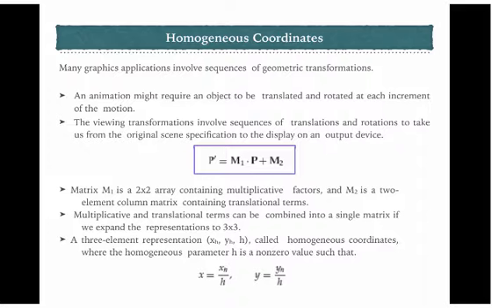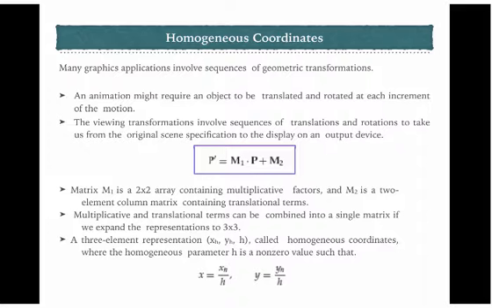P dash is equal to M1 into P plus M2. This equation is described below. The matrix M1 is a two-dimensional array containing multiplication factors, and matrix M2 is a two-dimensional element column matrix containing translational terms. Multiplicative and translation terms can be combined into a single matrix if we expand the representations to 3 by 3.